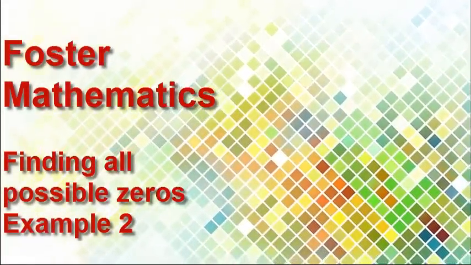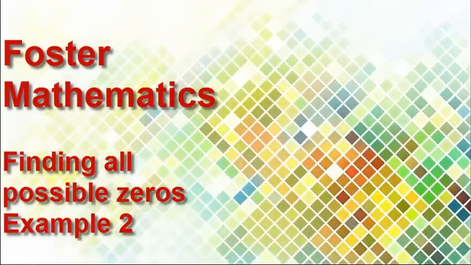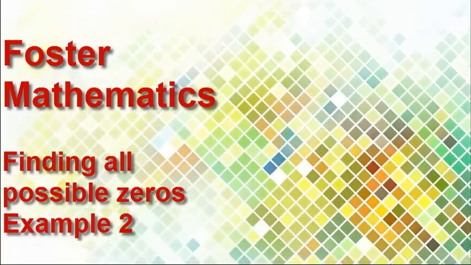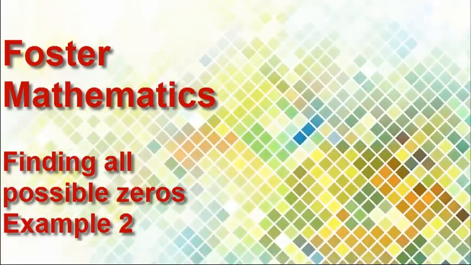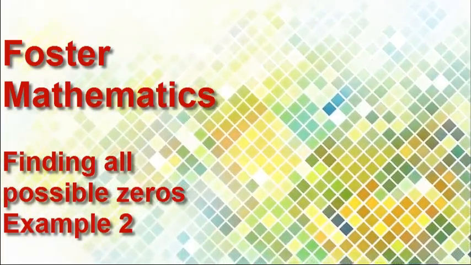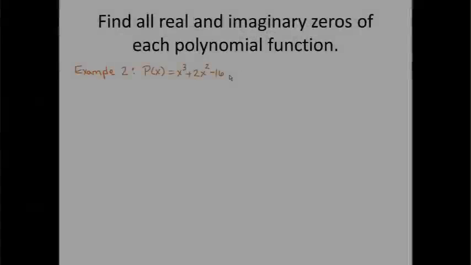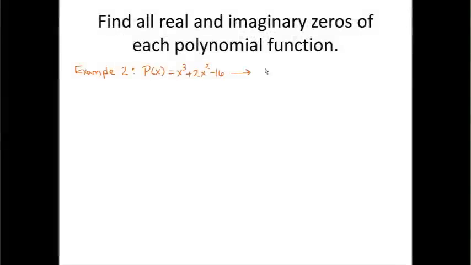In this video, we're going to explore a second example of ways to find all the possible zeros of a polynomial function. So in this second example, we're given p of x is equal to x cubed plus 2x squared minus 16. Since we're asked to find all real and imaginary zeros, this means that we really want to solve where this function equals 0.